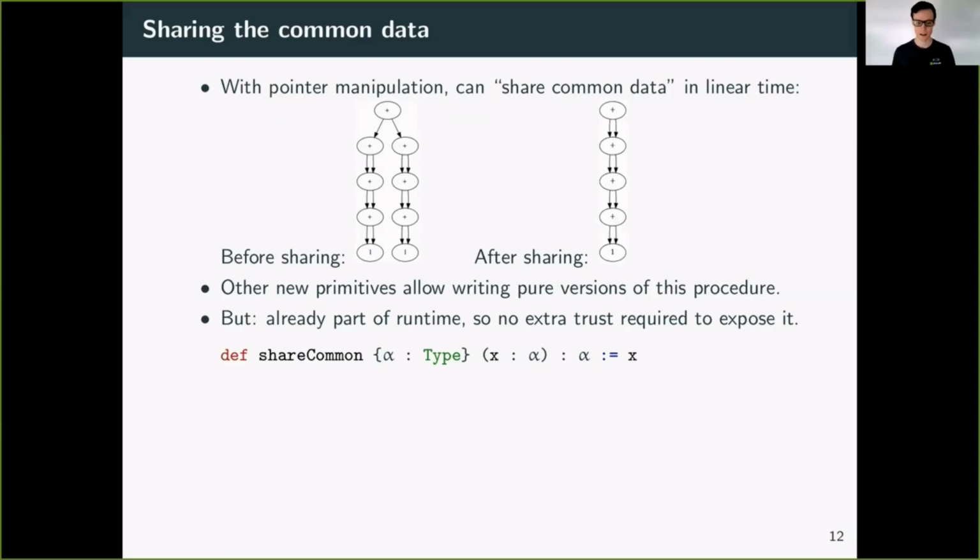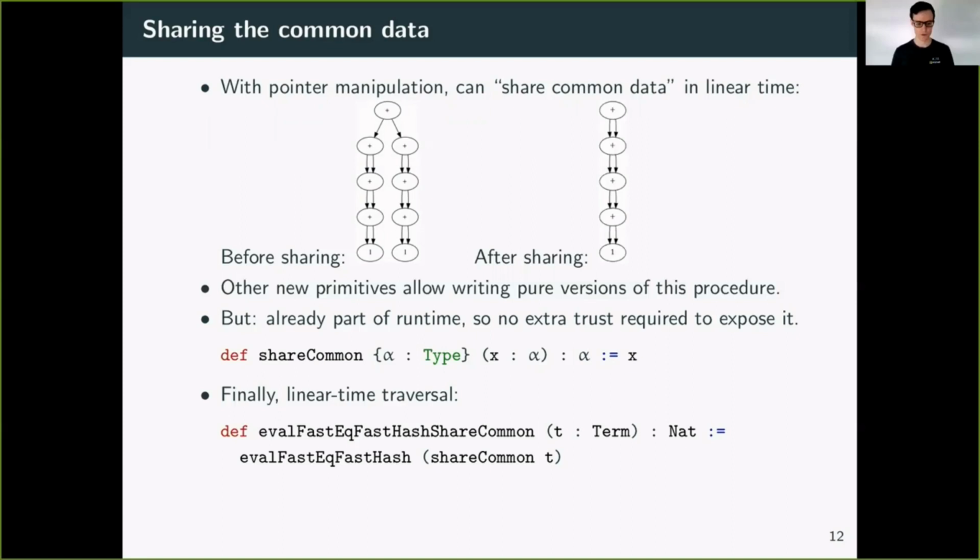And finally, we have a robust linear time traversal, which, to be overly pedantic, we call eval fast eq fast hash share common. And the idea is simple. We first share the common data, which takes linear time, and then we call eval fast eq fast hash, which is linear time as long as the data has been maximally shared. And our motto in general is, if terms are equal, they should be pointer equal, and they will definitely be pointer equal after share common. And if terms are not equal, their constant time hashes should not be equal with high probability.